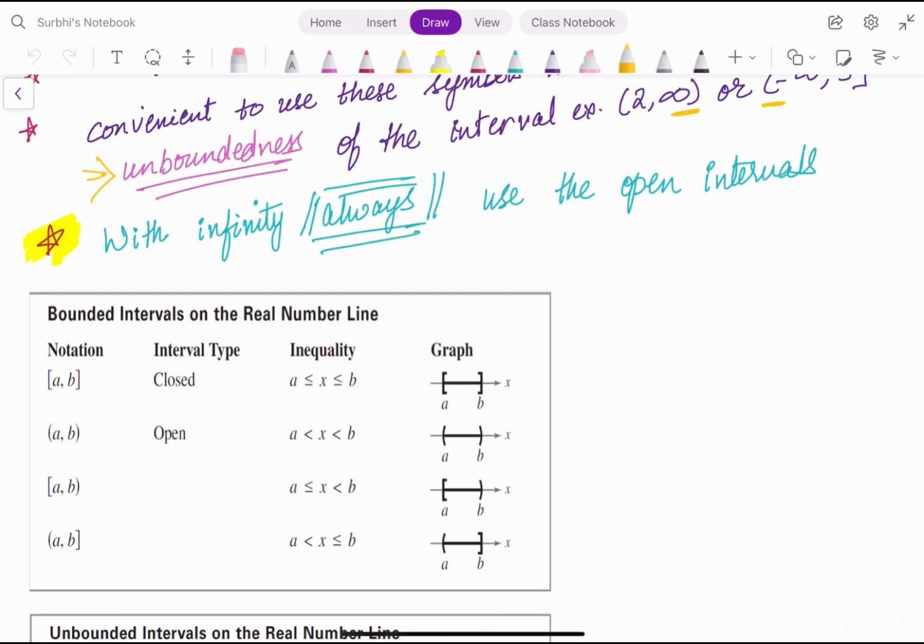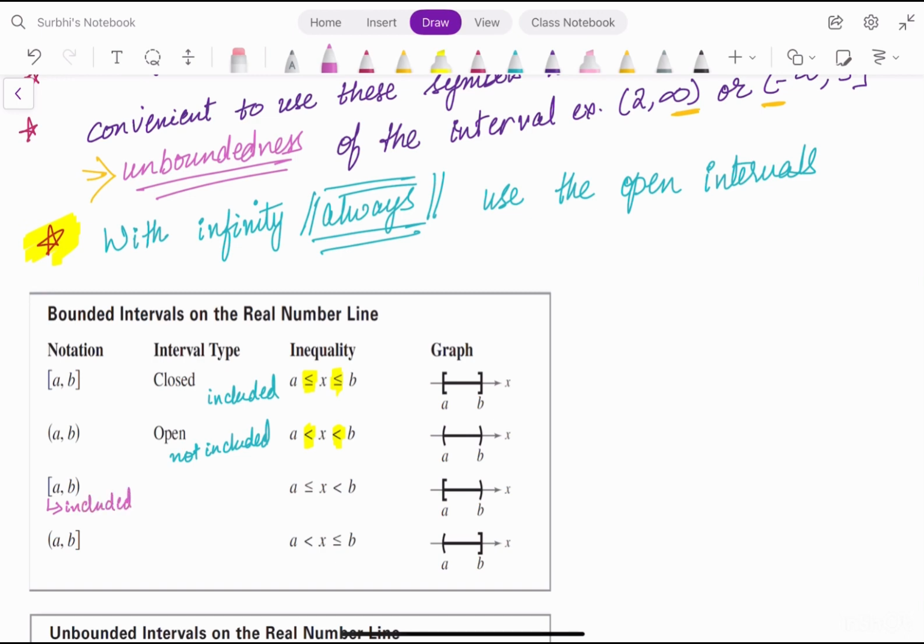Let's discuss this chart. In the first example, if you can see, we have the brackets, right? So bracket implies closeness, inclusion, and same as the graph. A and B both are included. In the second example, we have parentheses. So that implies openness. It is not included. No inclusion is there. And that is why in the inequality, there is no equal to sign. And that open bracket is also displayed on the graph.